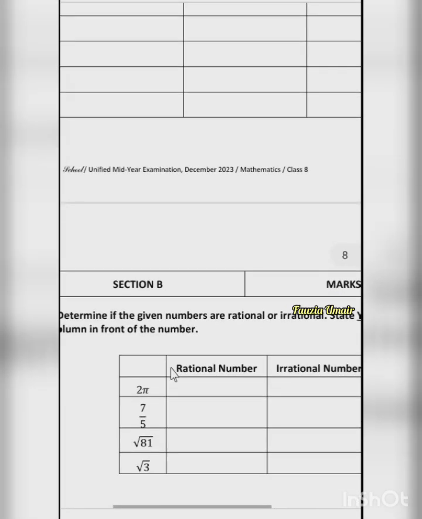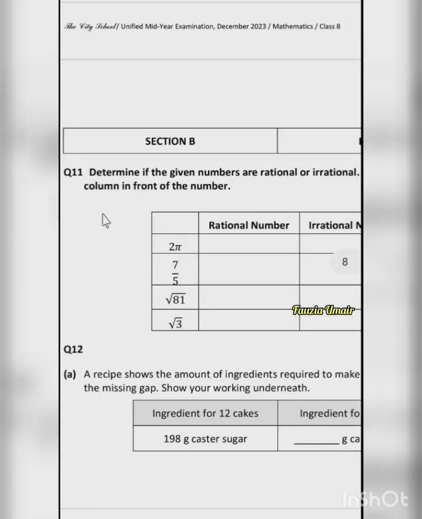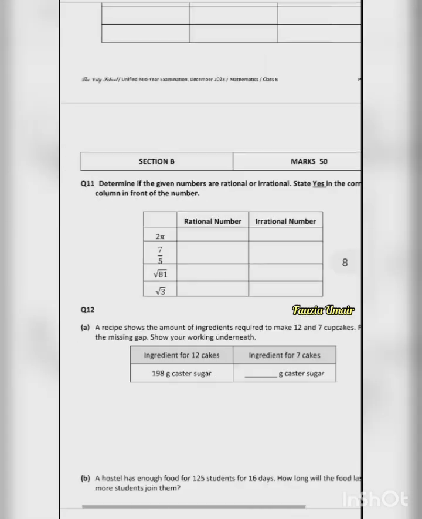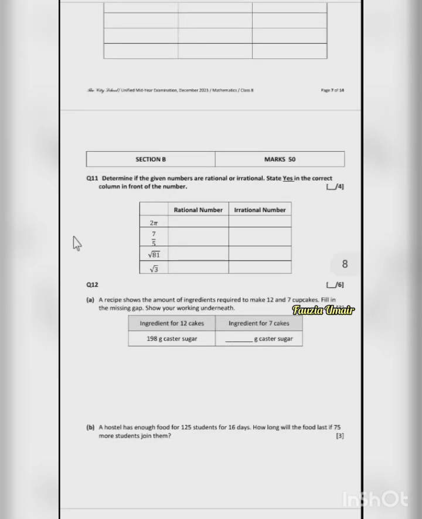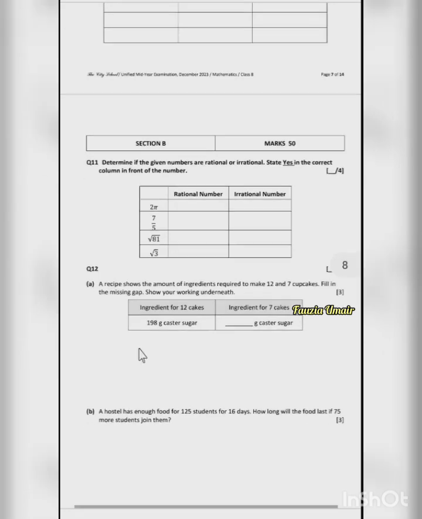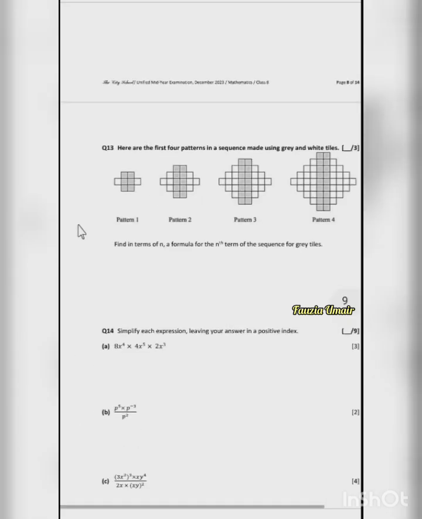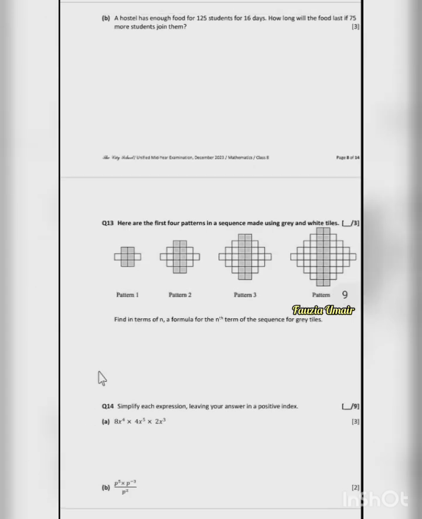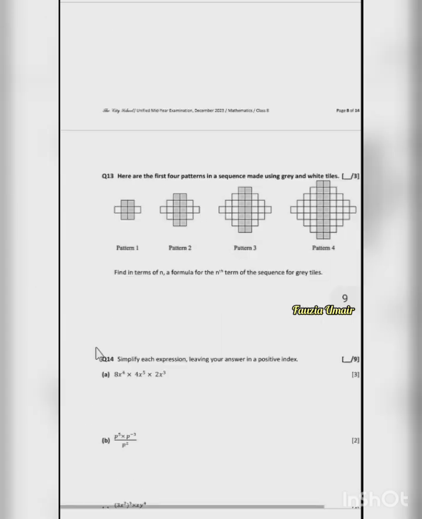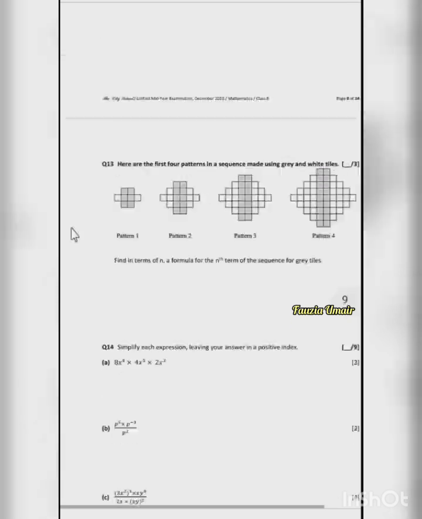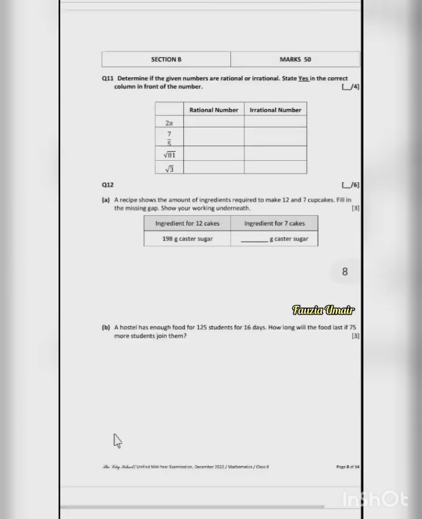So moving on to section B. This I will give you as homework: questions 11, 12, 13 and 14. In the morning I have already given it, and I have solved the whole paper. That's great, so we will discuss it tomorrow quickly. So these 4 questions are in the homework today. I will share pictures also.